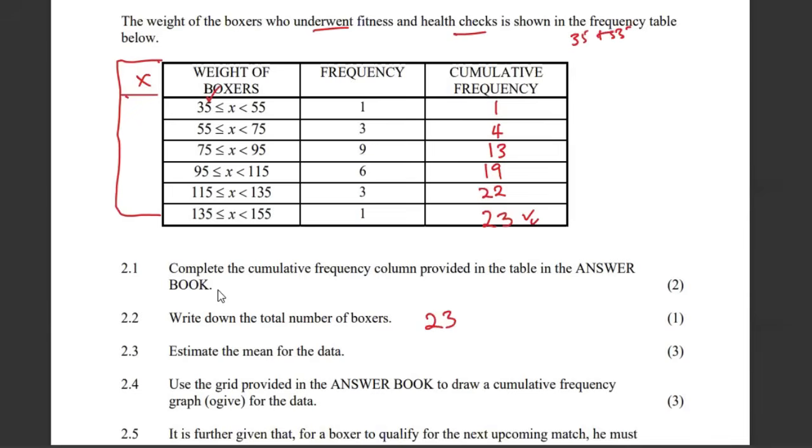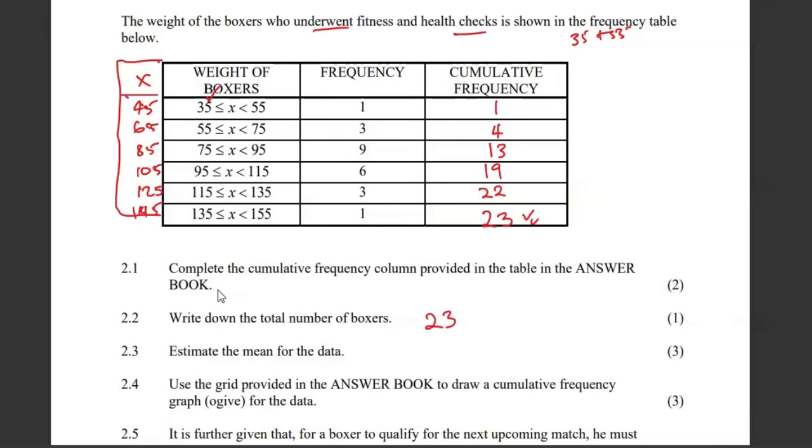Divide by 2, so that's a 45. That's going to be a 65, 85, 105, 125, and then 145, okay? If I'm looking at the midpoint.